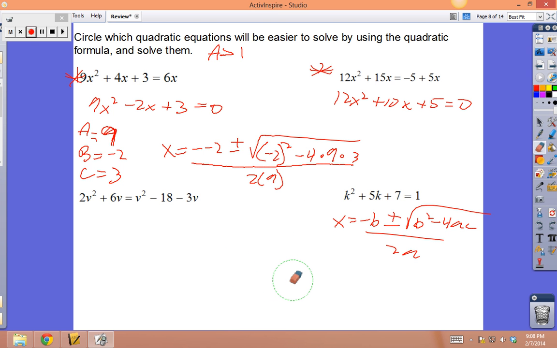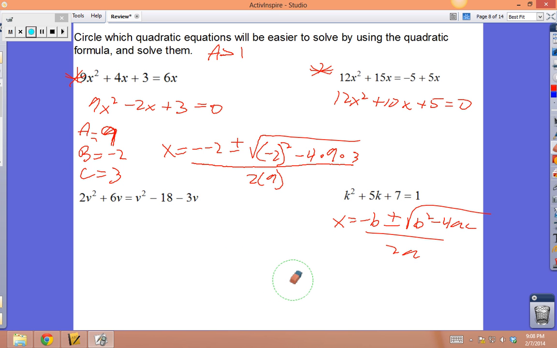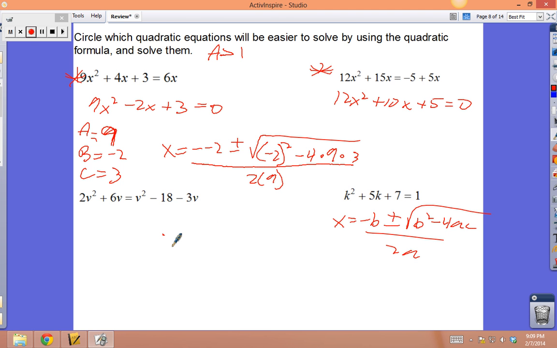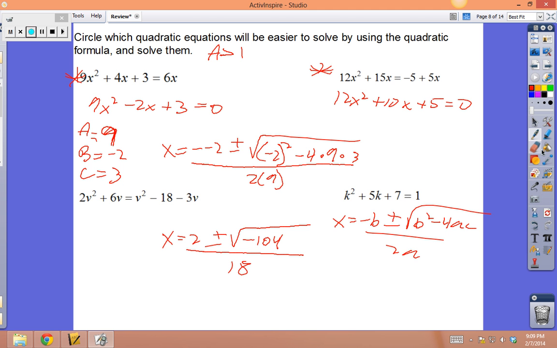So now I'm going to start punching stuff in my calculator. See if we can figure out what's underneath the square root. So 4 minus 4 times 9 times 3. So we've got x equals 2 plus or minus the square root of a negative 104, all over 18. Okay, now this is an indicator that it's going to be imaginary, so I'm going to go ahead and take that imaginary out.